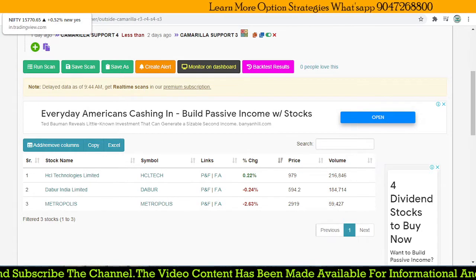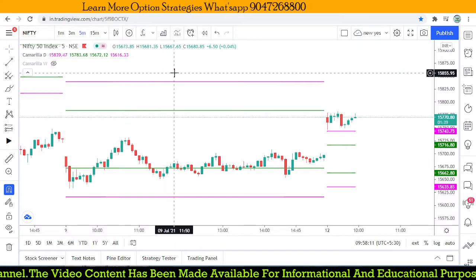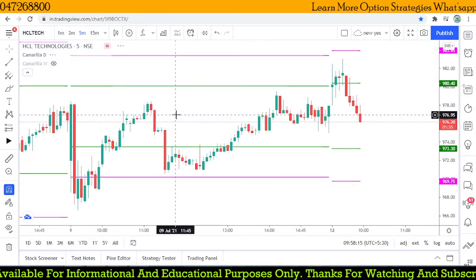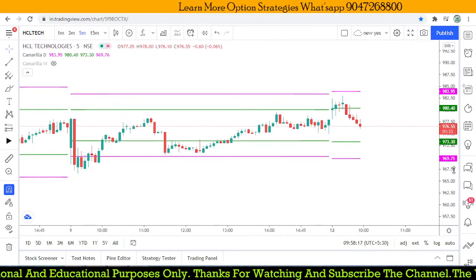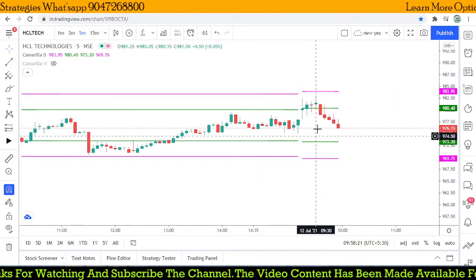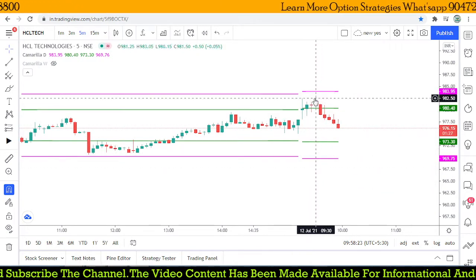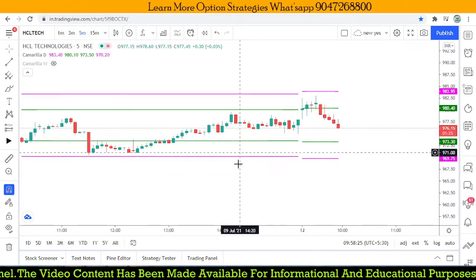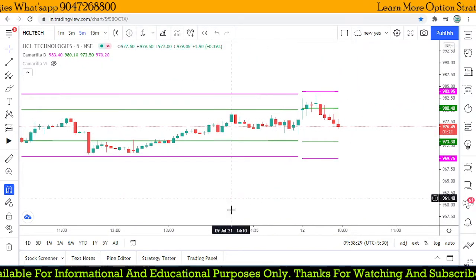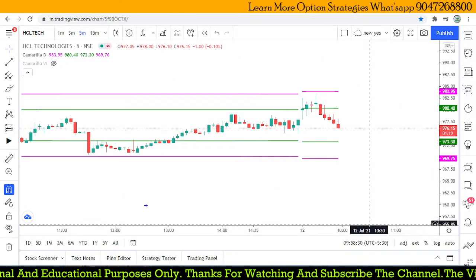So a range bound kind of strategy we can expect in this HCL Tech. Let's check out how HCL Tech looks. You see that HCL Tech is opening around the previous day compared to the previous day. So we have an outside value relationship between the previous Camarilla and today's Camarilla. So what kind of trade can we expect in this particular stock, HCL Technologies?